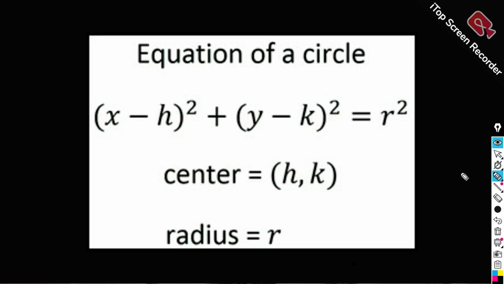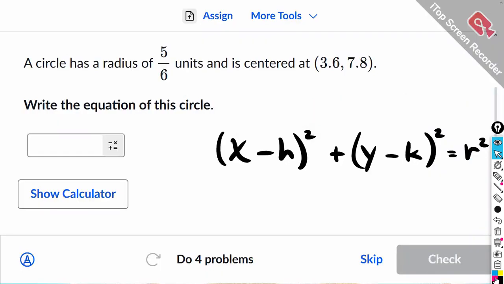So the bottom line, to actually write the equation of the circle, you want to plug in h, you want to plug in k, and you want to plug in r squared. x and y are left alone in the final equation. All right, so it says here a circle has radius of 5/6, and it's centered at 3.6, 7.8. Write the equation of the circle.